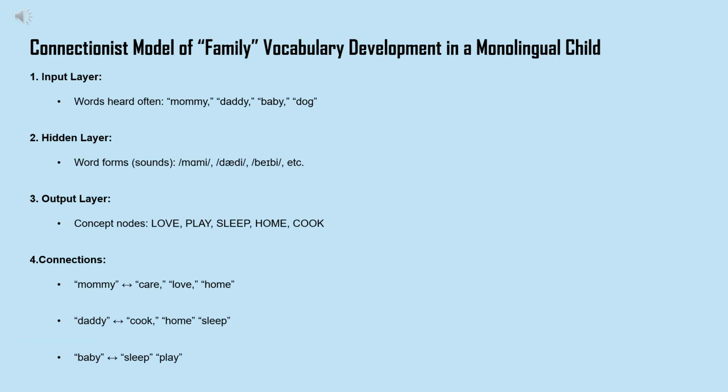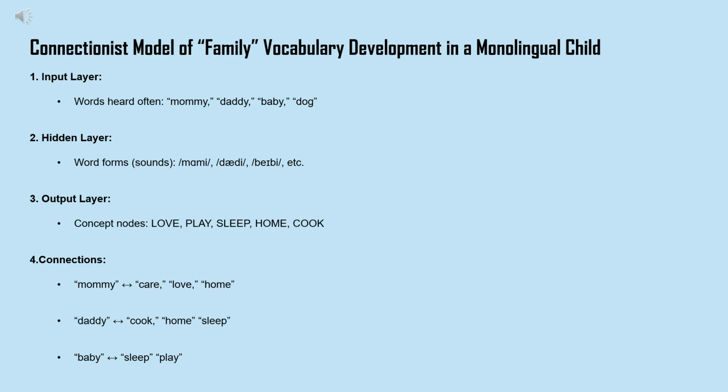Okay, now let's take a look at how this model is going to break down. So first we have the input layer. This is going to include the words she hears the most often. That's mommy, daddy, baby, dog. These are her frequently heard words. She has repeated exposure to these words, and that's going to help her brain recognize and store the patterns. Next, we have the hidden layer. This layer represents sound structures. It's where her brain connects the sound of our input layer words to the meanings, which are going to be our output layer words.